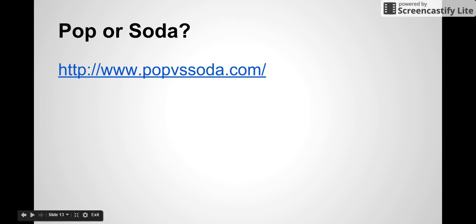And the last one is a map about pop versus soda, and we'll go over that one later. It's a pretty neat map. If you want to go to it now, you can just go to popversussoda.com and you can get a look at a special purpose map that shows the difference between the amount of people around the country that call it pop, that call it soda, even that call it Coke.